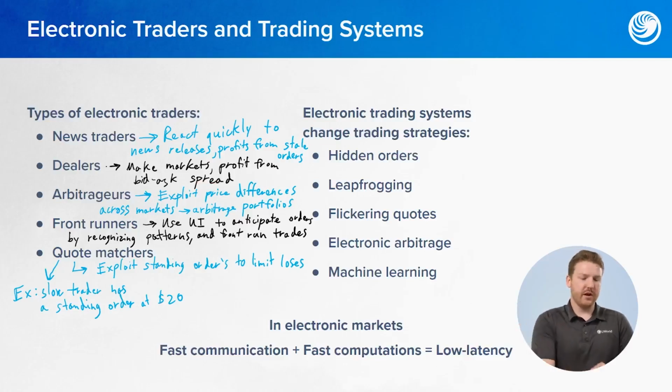Another type of electronic trader is arbitrageurs, who exploit price differences across markets, and they try to create arbitrage portfolios, which are riskless profits by taking advantage of discrepancies that really shouldn't exist.